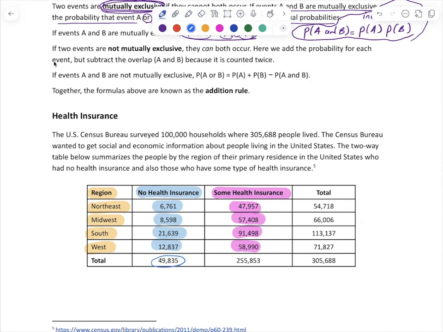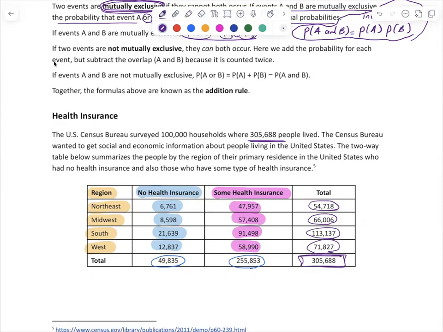No health insurance, 49,835. Some health insurance, 255,853. And then on the other side here, you have the total number of people who live in Northeast, the total number of people who live in Midwest, the number of people who live in South, the number of people who live in West. And then eventually, as usual, we have the total number of people who are in our survey.